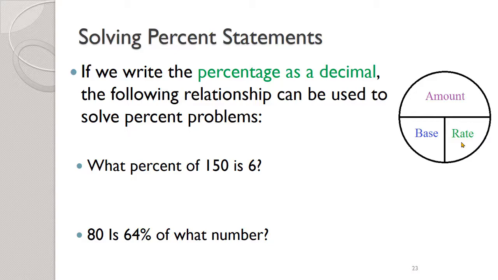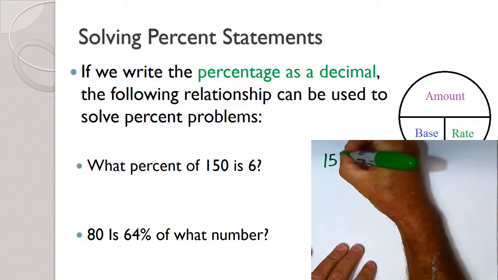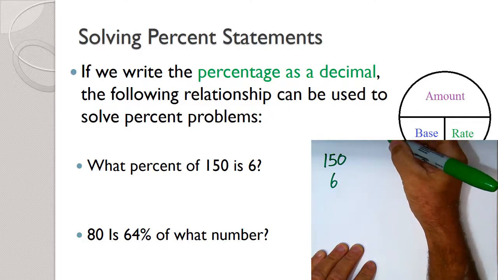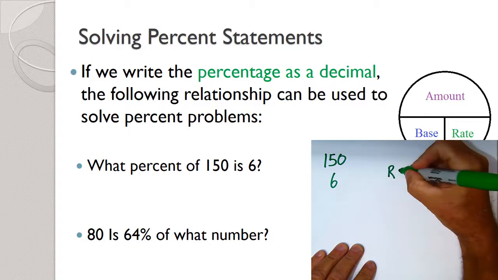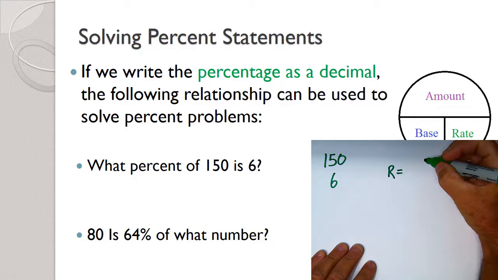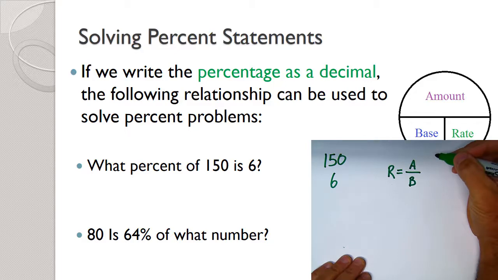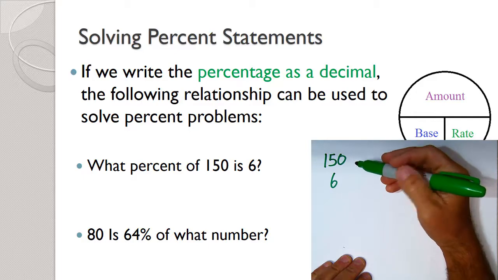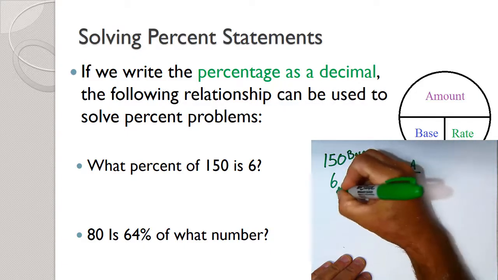The first one, what percentage of 150 is 6? Well, I think that you would agree that the numbers we're given are 150 and 6. The question is what percent, so that means we are trying to find the rate. And so our rate, according to our wheel, is found by taking the amount over the base. So then what roles do the 150 and the 6 play? Well, 150 is next to the word of, and that's the whole thing. So 150 is our base, and 6 is our amount.